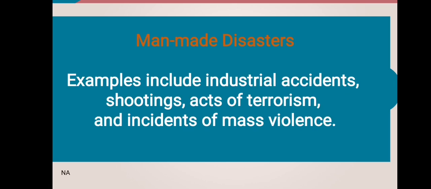For man-made disasters naman, examples include industrial accidents, shootings, acts of terrorism, and incidents of mass violence. Like for example, ito yung pinakasikat natin, yung tragic loss of life that occurred on September 11, 2001. Okay, tanda natin yun, di ba? Yung September 11, 2001 na event natin. Ito yung isa sa mga man-made disaster natin.